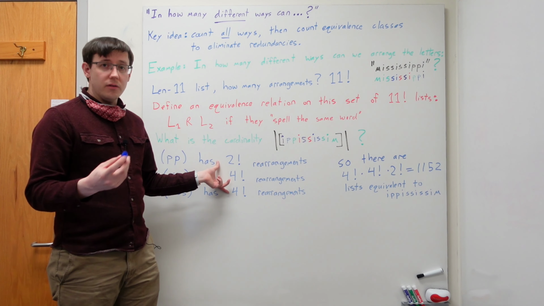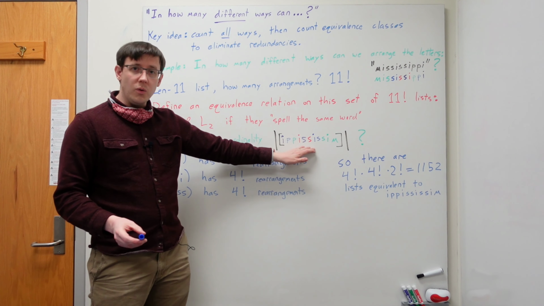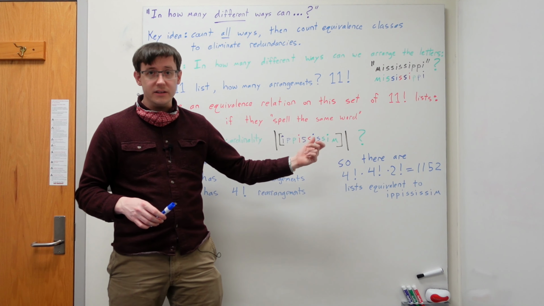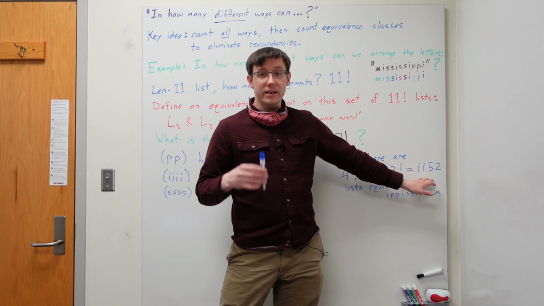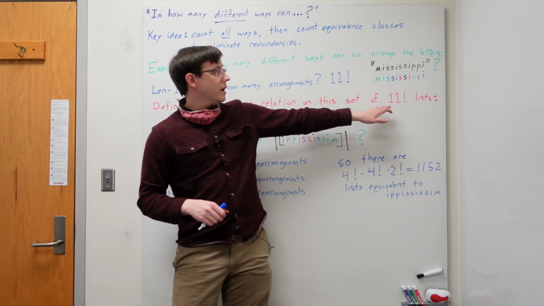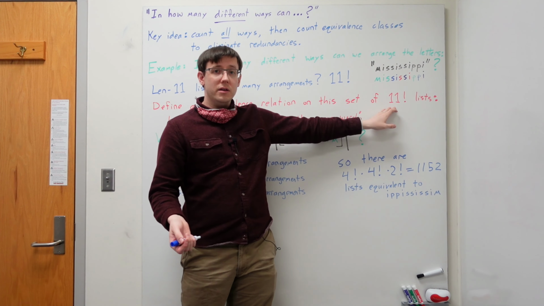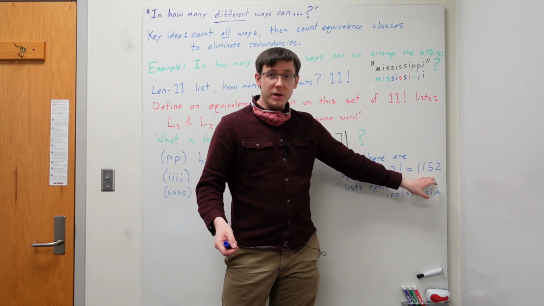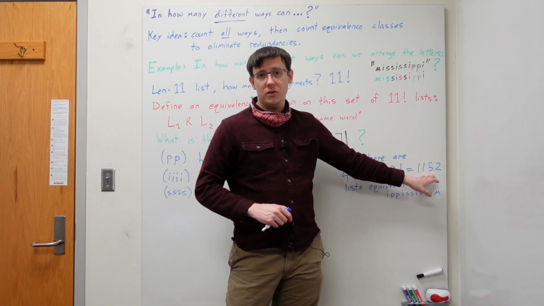And this counting of the number of ways to rearrange the identical letters wasn't specific to this word that we chose. In fact, for any possible list of these same letters, we have 1,152 lists in its equivalence class. And so that means that our original 11 factorial counting of the lists is too large by a factor of 1,152 because every equivalence class contains this many equivalent lists.